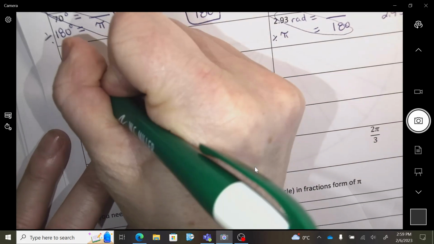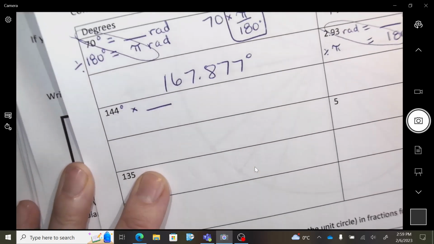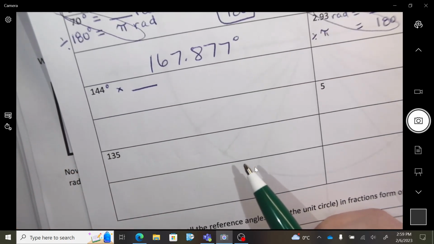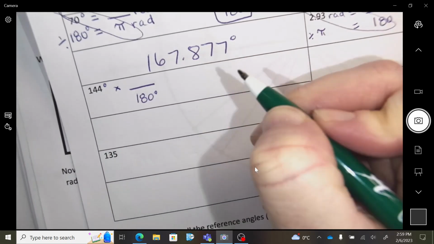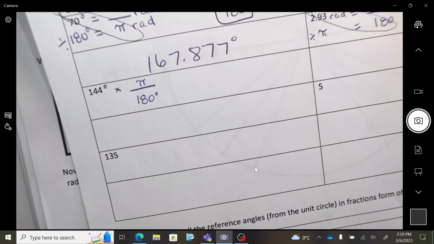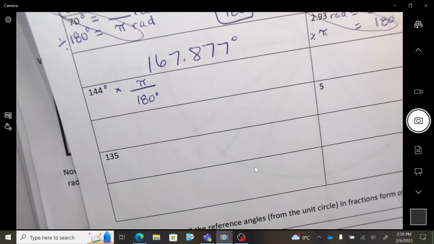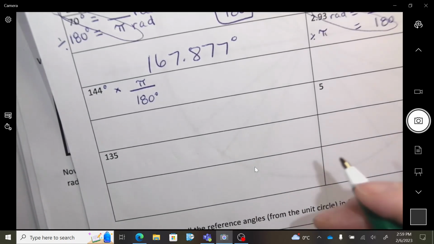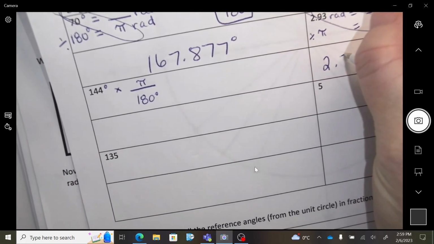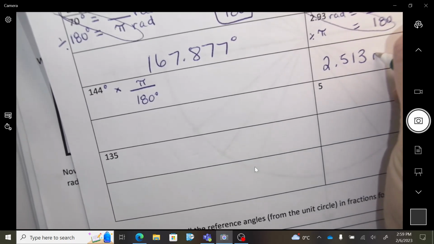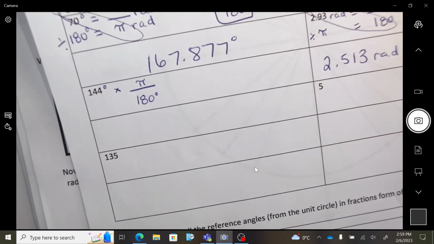Okay, so I'm in degrees. So therefore I want to get rid of degrees. So then you put 180 on the bottom. So I would times by pi over 180. Divide by what you want to get rid of, because that would cancel the units that you're in. So if you're in degrees and you divide by degrees, your degrees are gone.